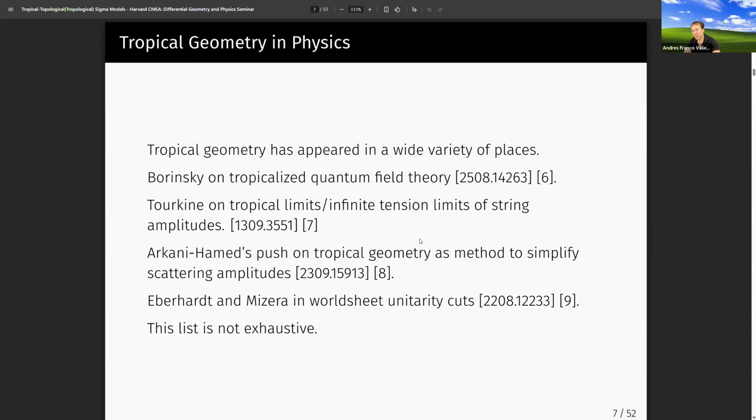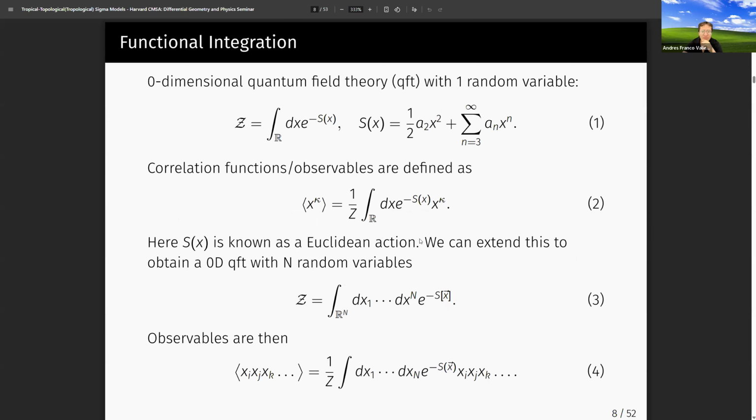And this list is not exhaustive. People have been examining tropical geometry from both the physics and the math side. There's a whole bunch of papers coming out now. So let's just start basic.